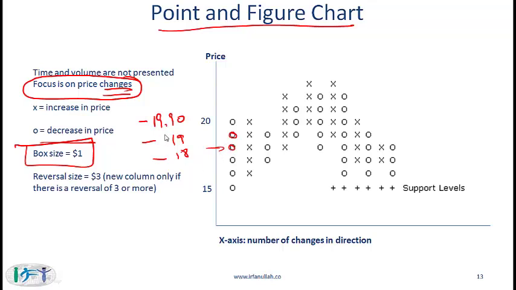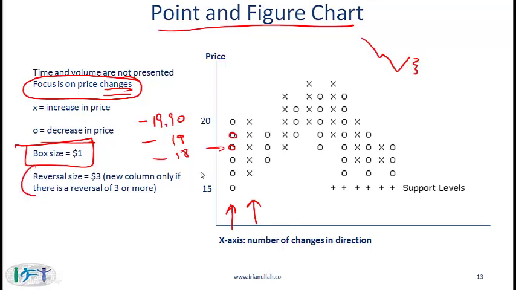As long as we stay within something called a reversal size, in other words, as long as no major reversal is happening, so if you have a stock movement like this, we keep on the same column. Only when there is a somewhat substantial reversal do we move to the next column. So clearly we need to define what that substantial reversal might be.